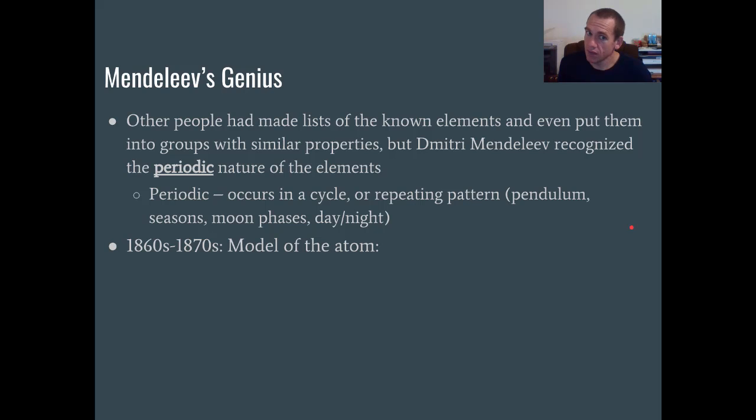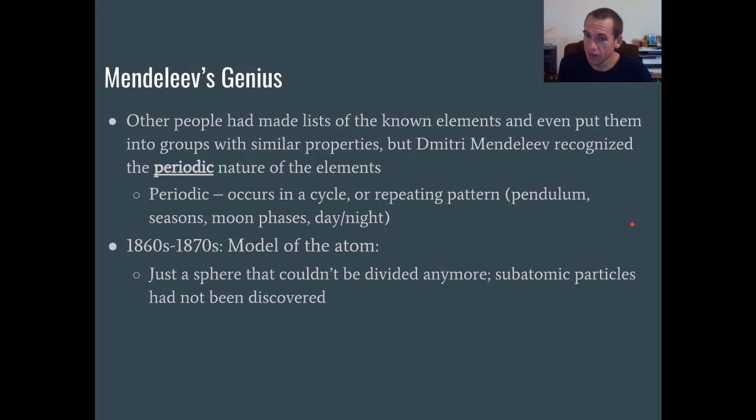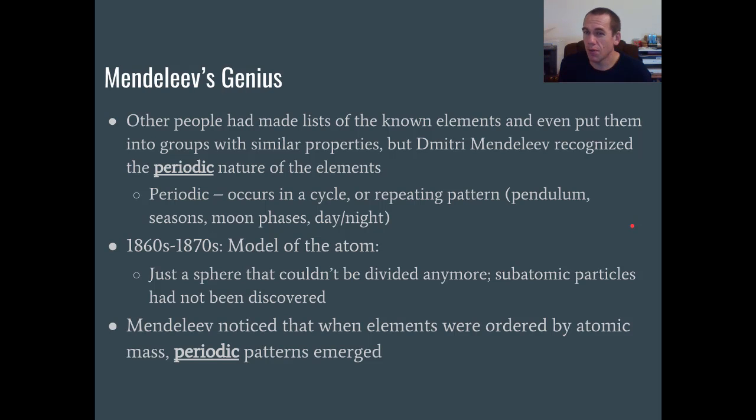Now, Mendeleev was working with Dalton's model of the atom, so he didn't know anything about subatomic particles, but he did know about atomic mass, in that some elements were heavier than other elements. And he noticed when he arranged the elements by atomic mass, periodic patterns emerged. So that is a repeating pattern.